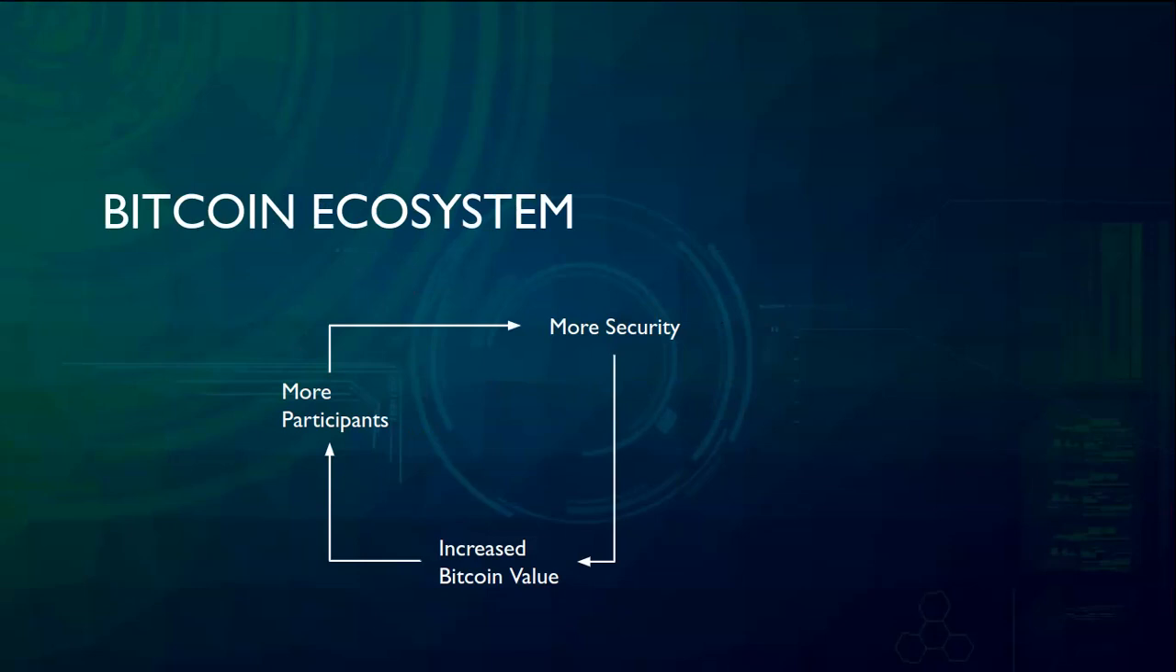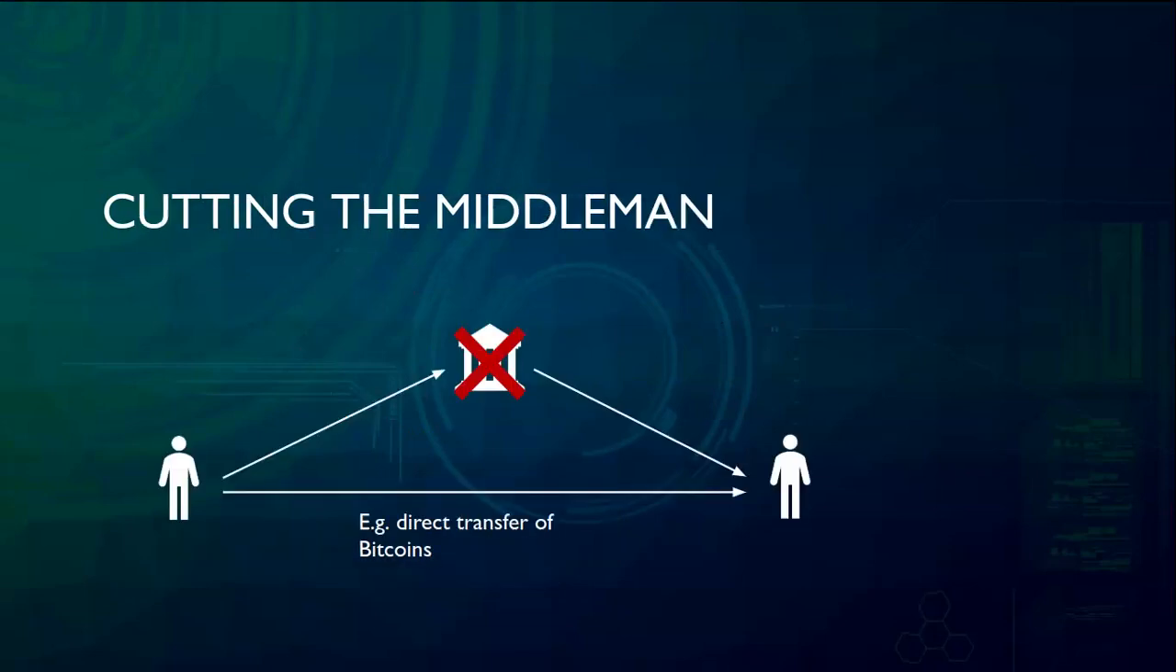In the Bitcoin ecosystem, we say there's more security and increased Bitcoin value because it has more participants. Awesome. With blockchain, what it does is that it removes all those central authorities like banks, meaning that you can send money from one person to another directly, without any middleman, without the government, without the bank.